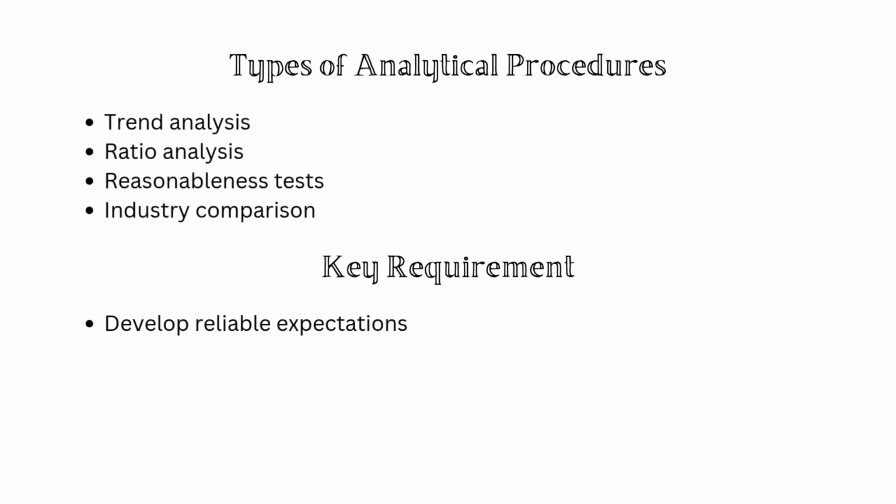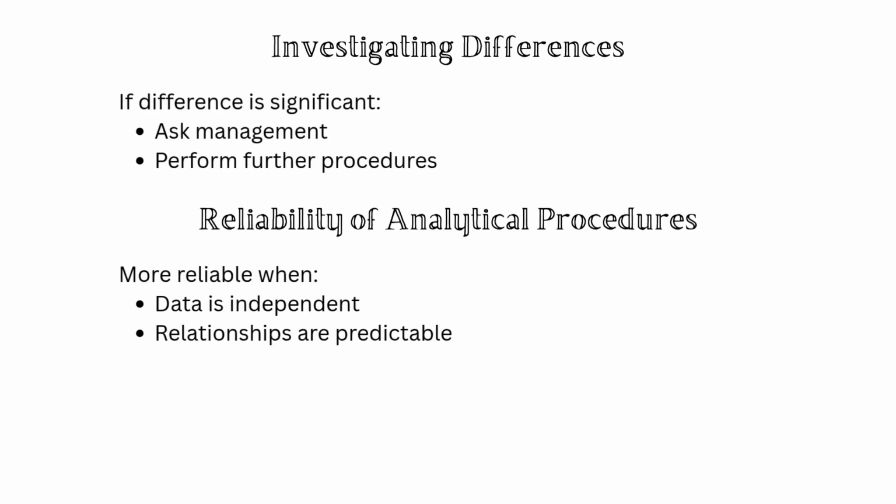However, what happens if there is a difference between expected and actual results? This is where professional judgment comes in. The auditor must investigate the cause and obtain explanations from management, and also perform additional audit procedures if necessary. Therefore, analytical procedures are not just about calculation, they require critical thinking.